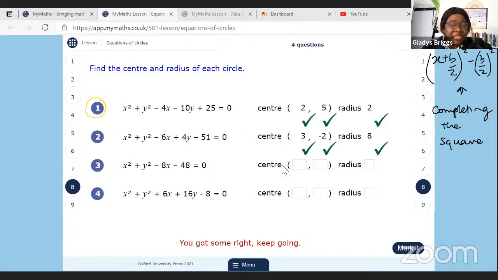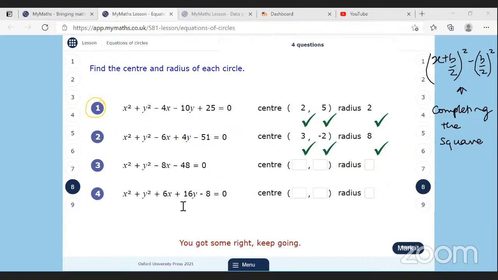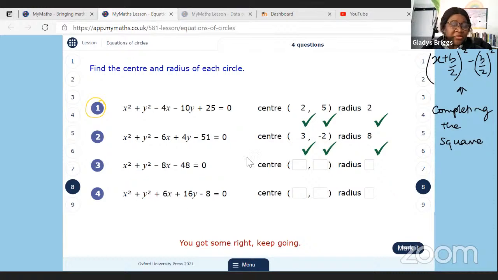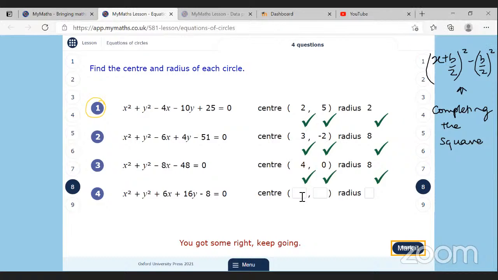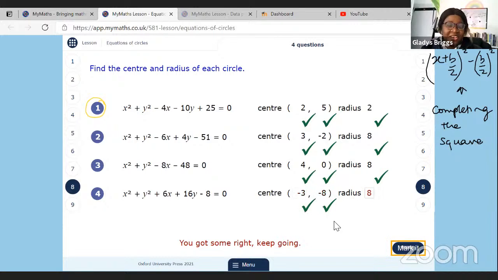Okay. Number 3. What are we getting for number 3? Number 3 is 4, 0, and the radius is 8. Yeah. Well done. Need number 4? Okay, go ahead. -3, -8, radius 8. Your answer. Are we sure?